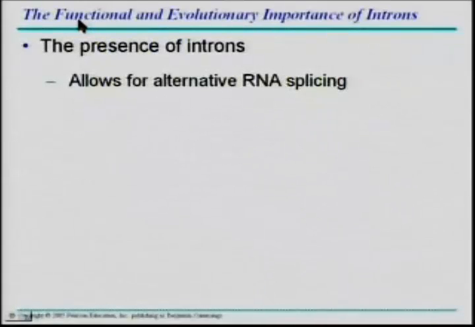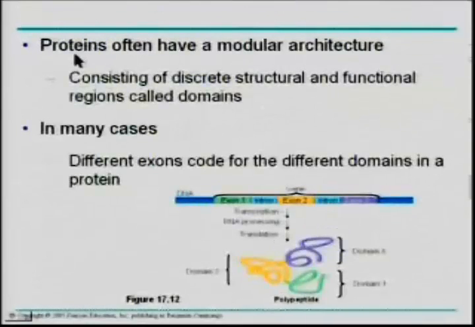The function and evolutionary importance of introns. The presence of the introns allows for the alternative RNA splicing, as I had told you. That's at least one of the reasons believed for the existence of the introns. So proteins often have a modular architecture consisting of discrete structural and functional regions called domains. In many cases, different exons code for the different domains in a protein.